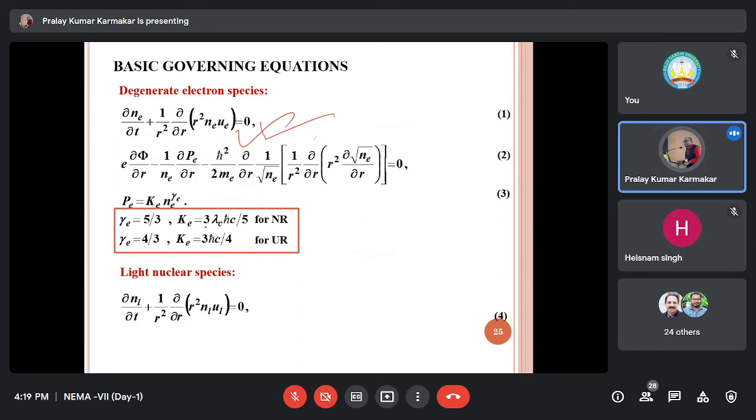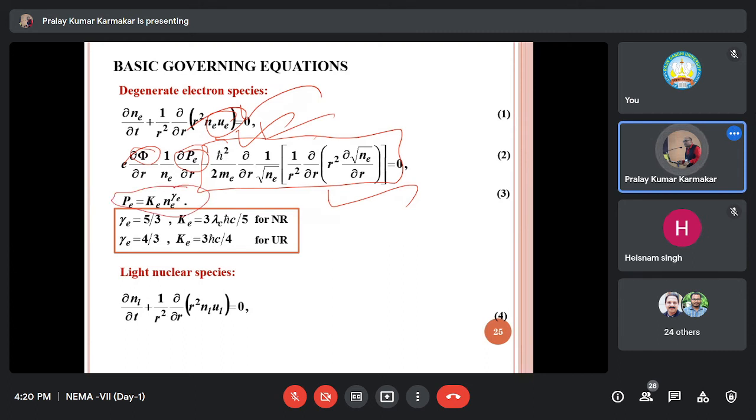This equation is your continuity equation in spherical geometry, and this is your momentum equation. Here the population density of electrons is a function of space and time, r and t, and this is the velocity of electrons. This is the electrostatic potential. This is the total pressure on the electron fluid. And this is the quantum mechanical effect on electron dynamics, which is called Bohm potential. This is the polytropic equation of state, this is the polytropic constant, and this is the polytropic exponent, which models whether the dynamics is non-relativistic or relativistic.